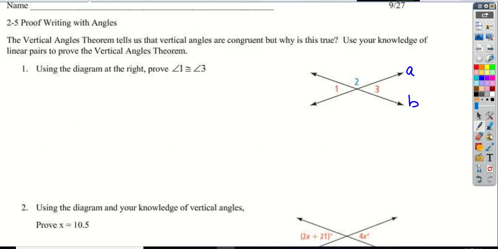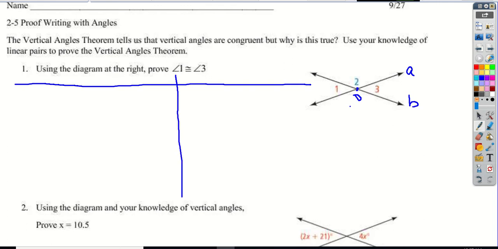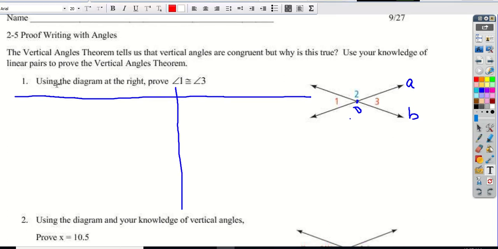So if I look at my worksheet, our job is to prove that angle 1 is equal to angle 3. So we're going to name this point right here. What do you want to call that point? Pick a letter. D. We're going to call that point D. So we're going to put a D right underneath. And so what we're going to do is our T-chart. It's a big T. What do I put on the top of the left column? Statements. Okay. And then the top of the right column, we're going to put reasons.